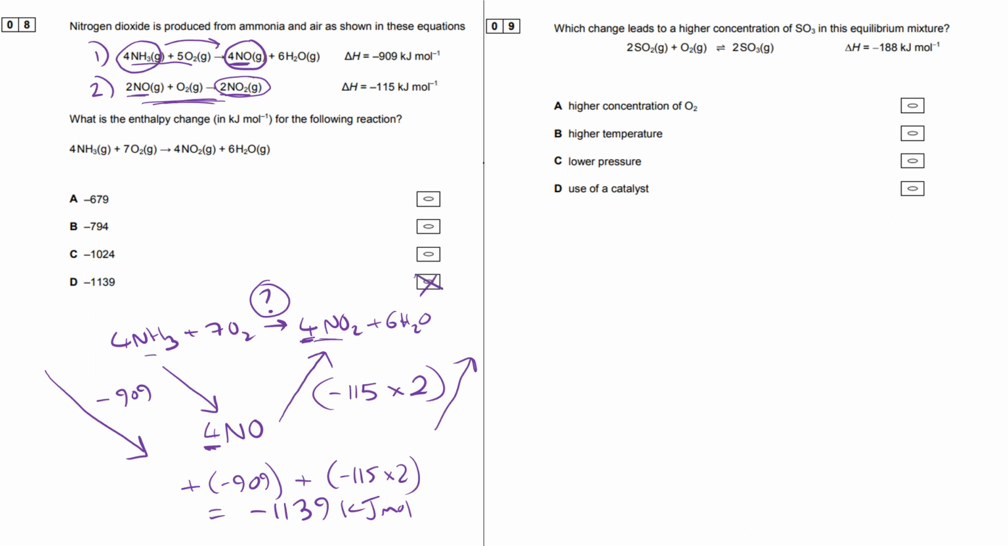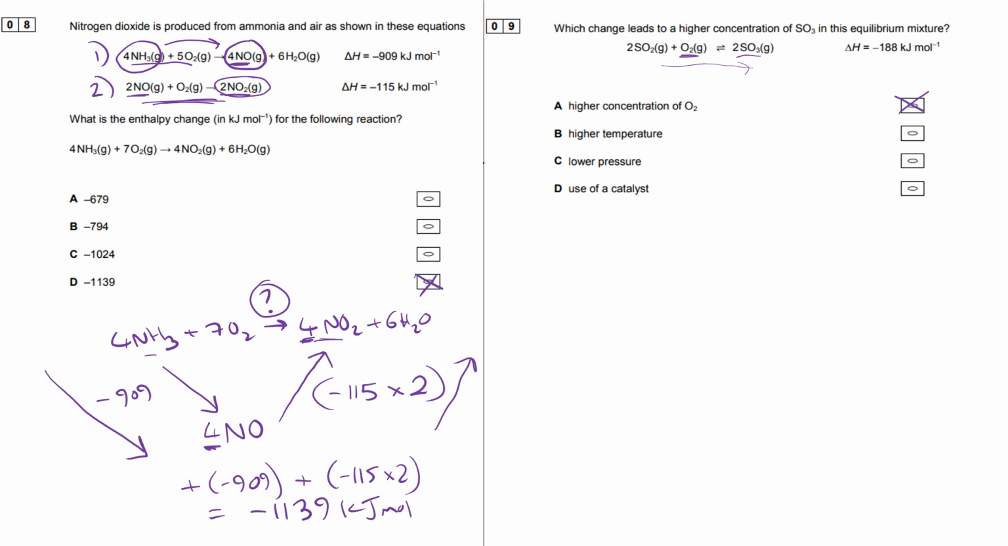Question number 9. Which change leads to a higher concentration of sulfur trioxide in the equilibrium mixture? So if you were to increase the amount of oxygen, you're going to increase how much that reacts with SO2. That's going to force equilibrium to the right. That would make more SO3. So A is correct. Let's just go through B, C and D and eliminate those answers in case you put one of those.